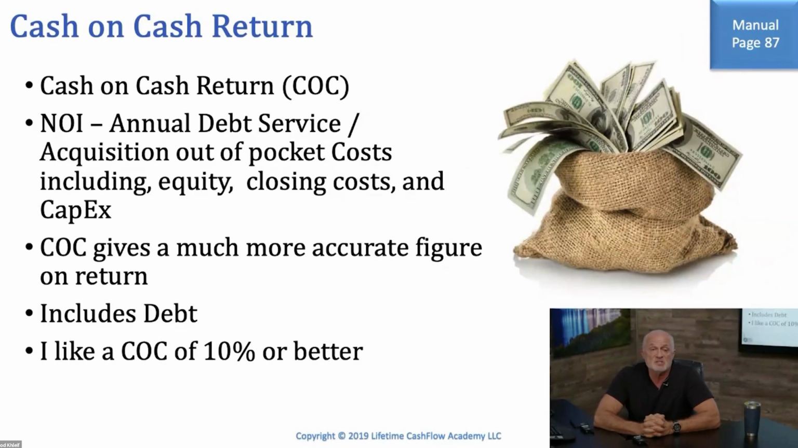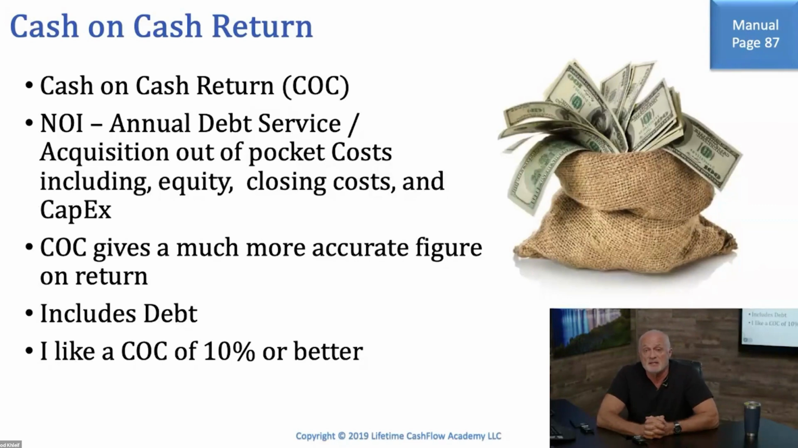And that return is calculated by taking the NOI. Now this actually does take the debt into account, okay? You subtract the annual debt service from the NOI and then divide that by the out-of-pocket expenses to come up with that cash on cash return.